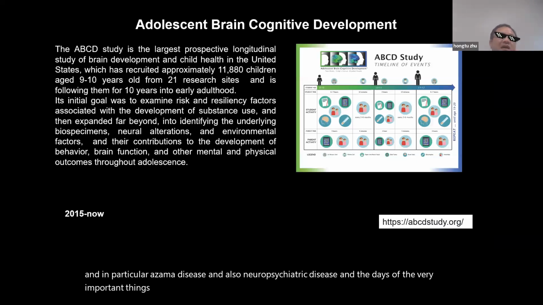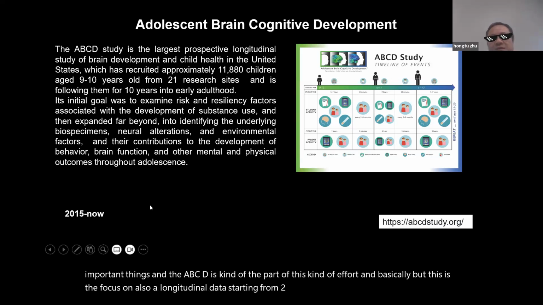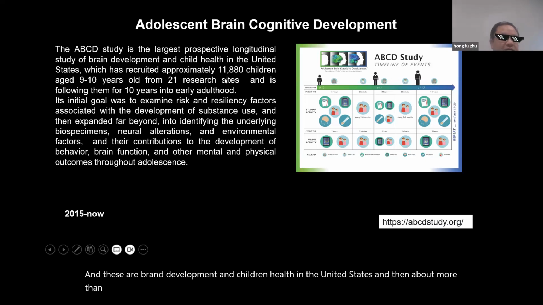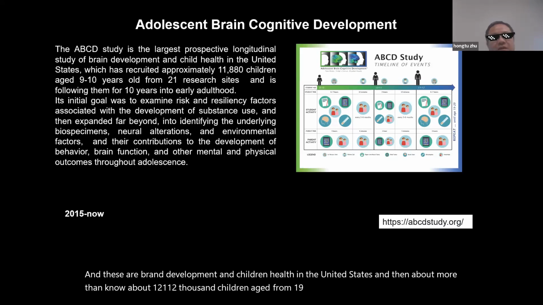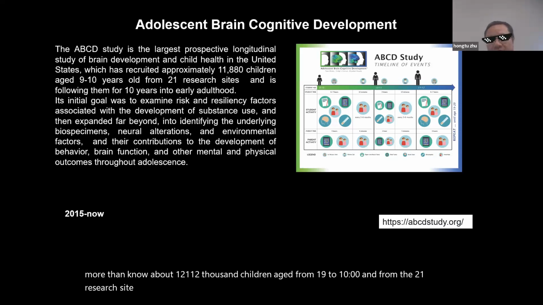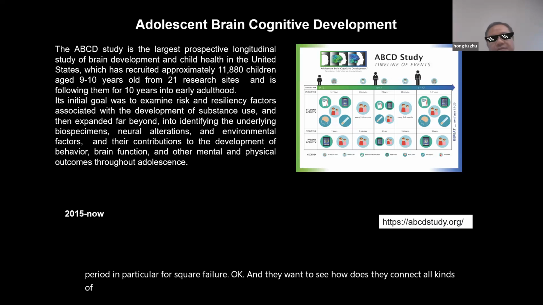And the ABCD is part of this kind of effort. But this is focused also on longitudinal data starting from 2015. And this is brain development and children's health in the United States, with more than 12,000 children aged 9 to 10. From 21 research sites, they are going to follow these subjects for 10 years, okay? Because this is a critical period, in particular for schizophrenia, okay? And they want to see how they collect all kinds of information behind it.